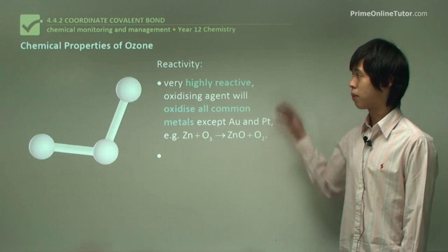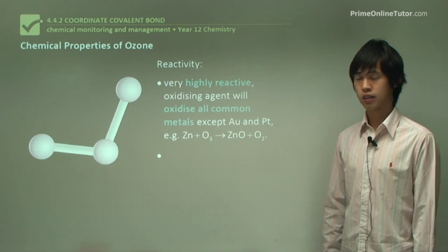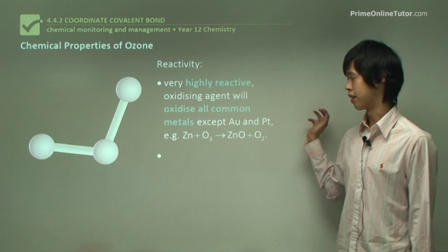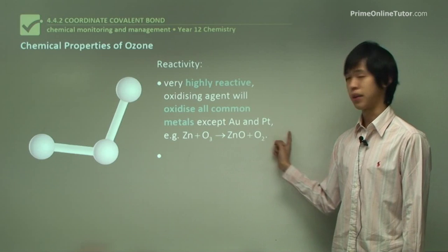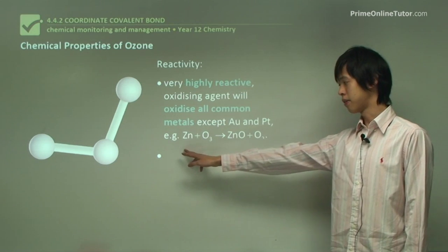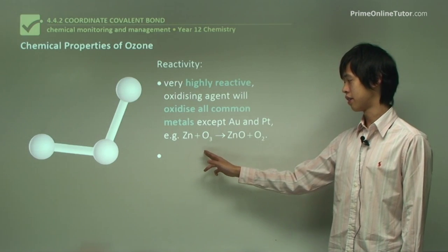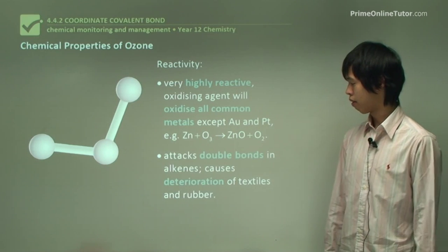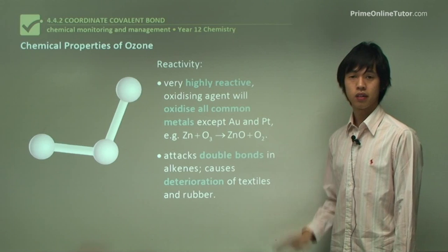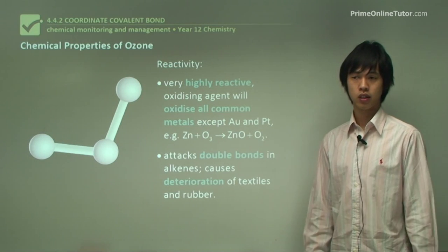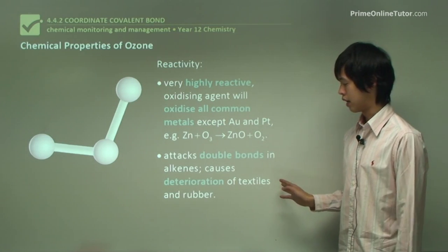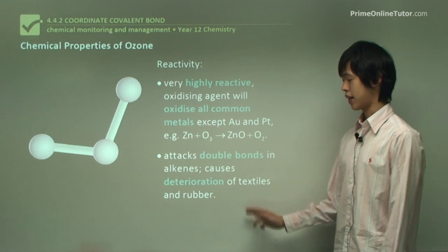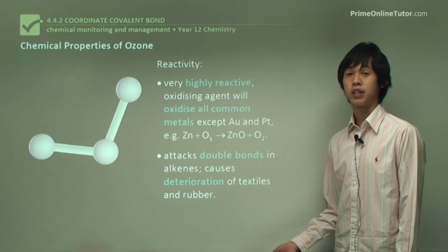Now, some chemical properties of ozone. So what makes it different from oxygen gas is that it's very highly reactive and will oxidize nearly everything, with the exception, of course, of gold and platinum. So here's a simple reaction. Zinc plus ozone gives you zinc oxide plus the oxygen gas. It also attacks double bonds, so alkenes, which you should remember are used to manufacture plastics. So by breaking down those double bonds, we can deteriorate textiles and rubber.